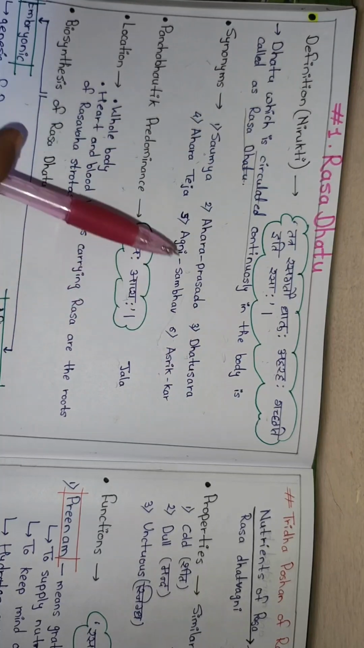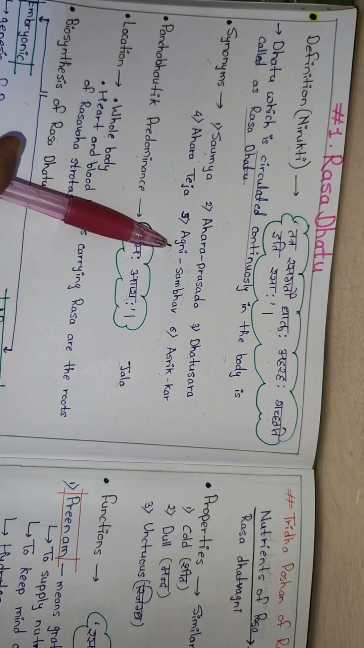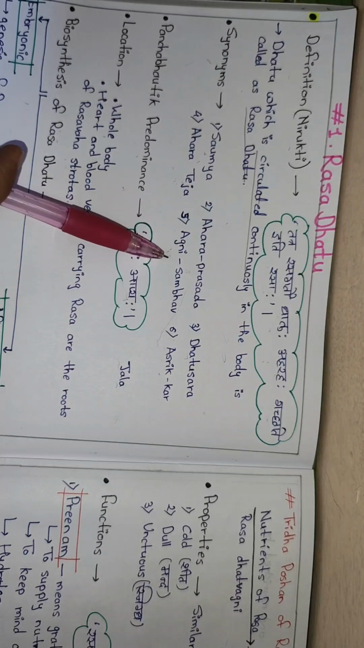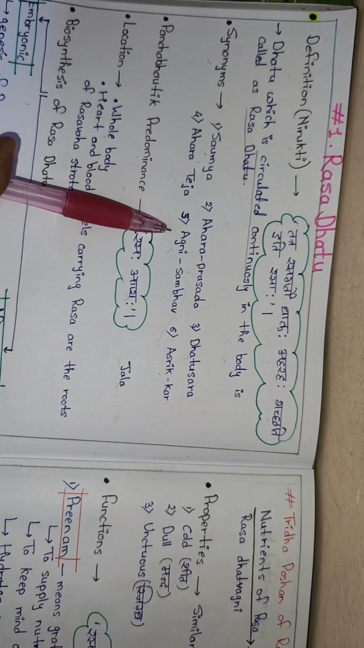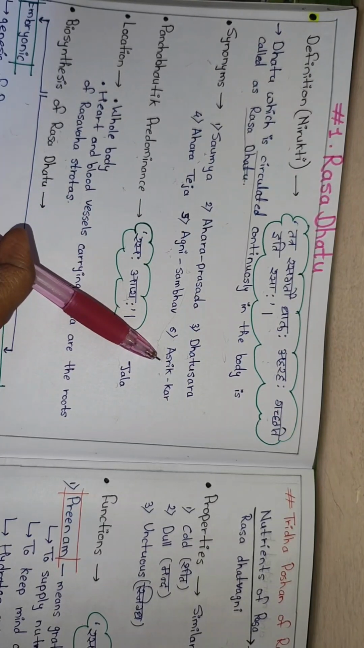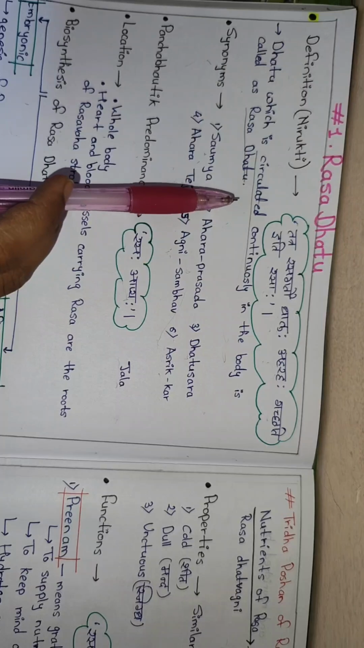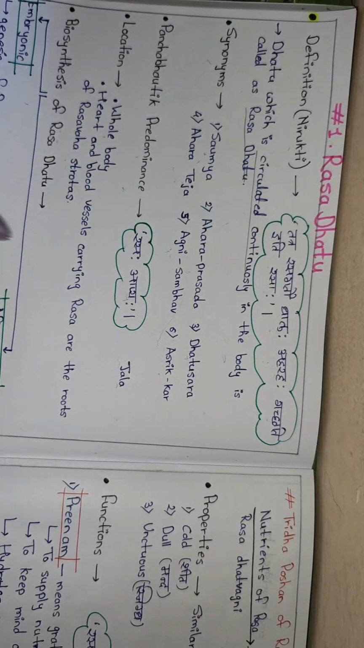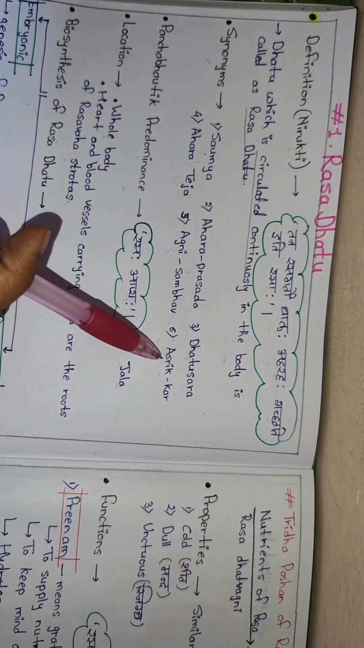Then dhatu sar, agni sambhav because after the action of jathar agni on digested food, the ahar ras is formed, and from that the rasa dhatu is formed, so agni sambhav. And asrikar because rasa dhatu nourishes the rakta dhatu, so it is called as asrikar.